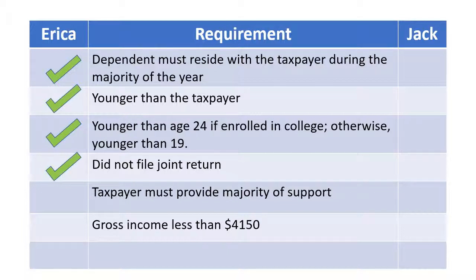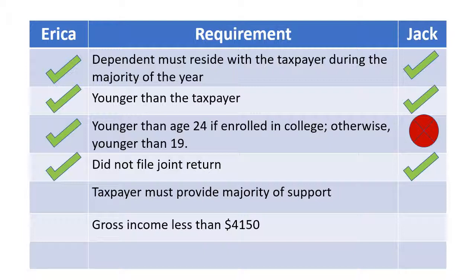Unfortunately, Jack is ineligible to be considered a dependent on Monica and Chandler's return. While he lives with the taxpayer during the year, meets the age requirement, and meets the joint filing requirement, he excludes himself because he is too old. Jack is 20 years old for this tax year, and he's not a college student. So unfortunately, Monica and Chandler can't count him as a dependent child.